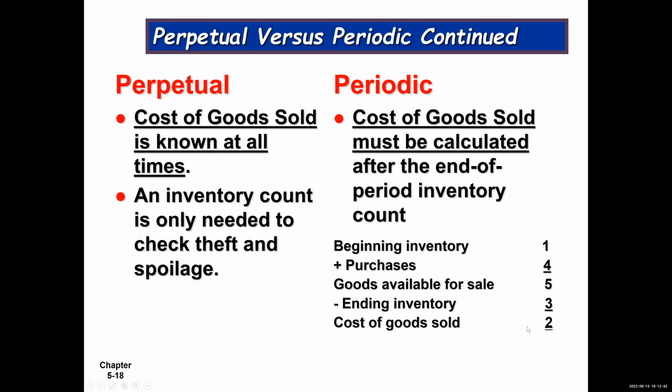That's what we did. We knew what our beginning inventory was. We knew how much we purchased. We know we had 5 available for sale. And then when we did an inventory count at the end of the period, if we had 3 left, we knew that we sold 2. That's how we calculated in periodic. Okay. All right. But remember, we're going to be concentrating on the perpetual.